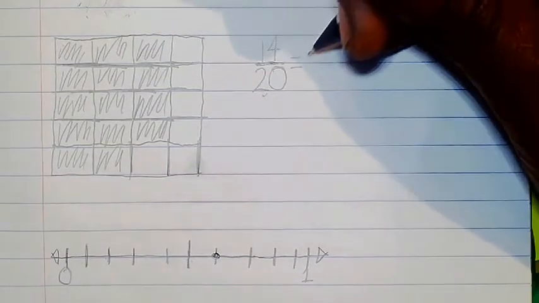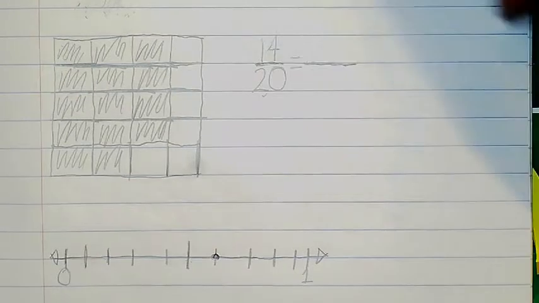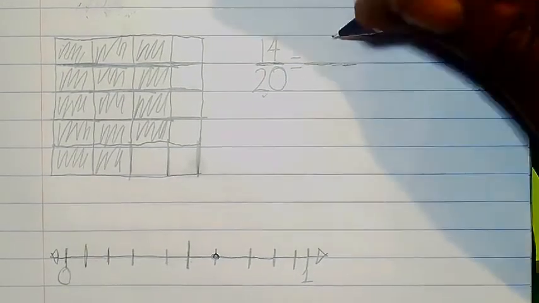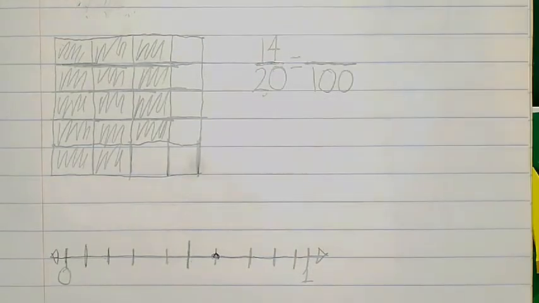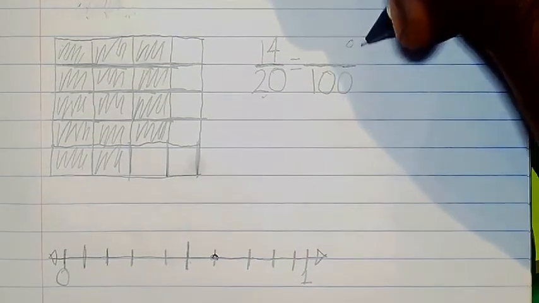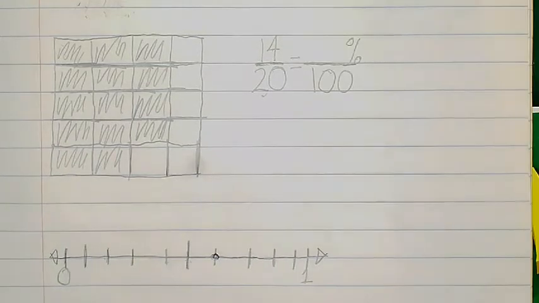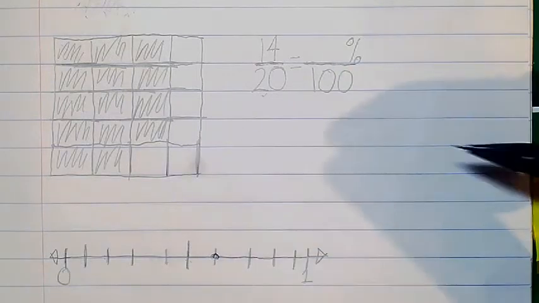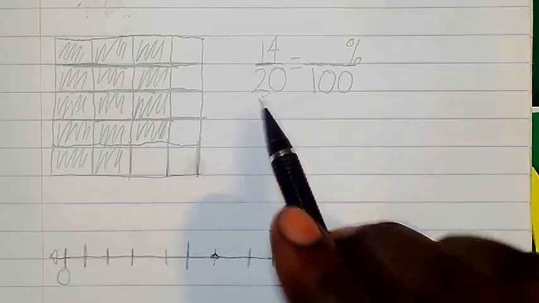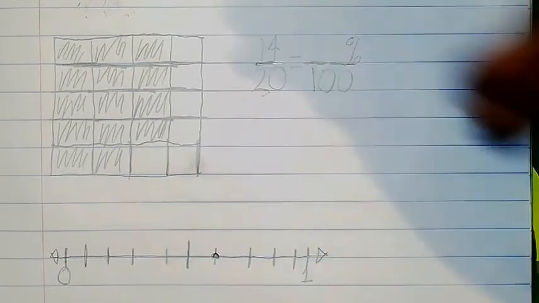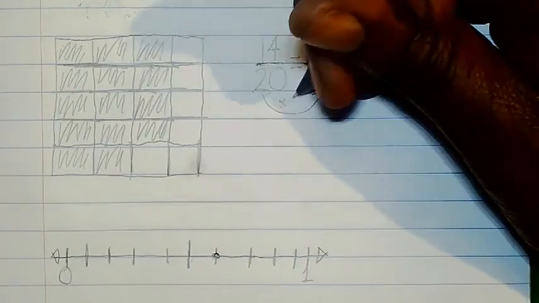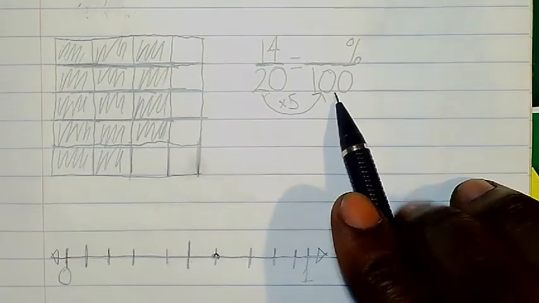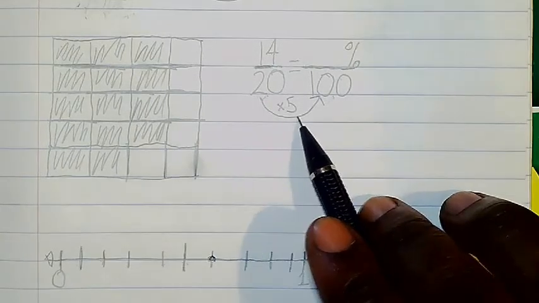So we can find the percent, because we know part over total equals percent over 100. Okay? And I'm just going to put the percent here. Now we can look to find a common factor that we can multiply times 20 to get to 100. If we multiply 20 times 5, that's going to equal 100. 20 times 5 equals 100.